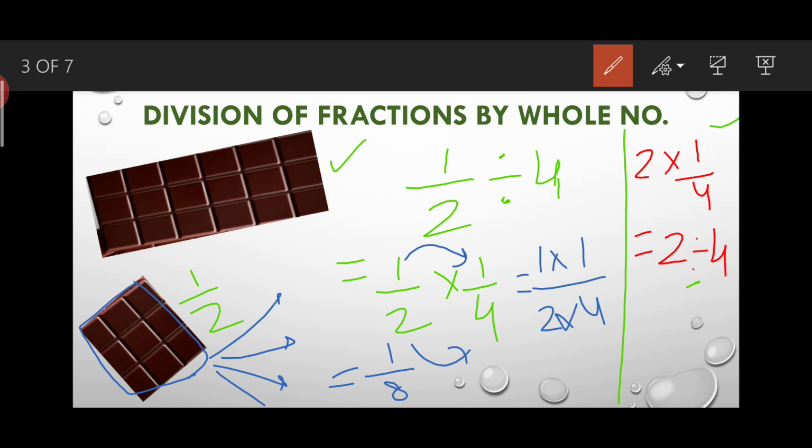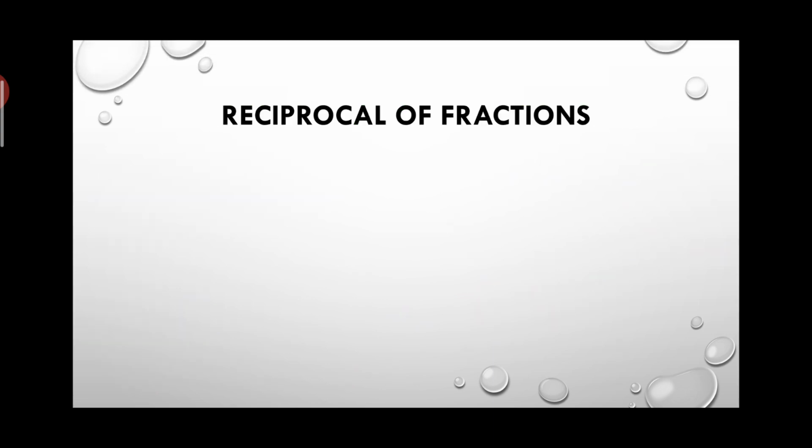Okay, now moving on to the next slide. Firstly, you have to note down the rules of division of fractions by a whole number, then you have to move to the next slide. Now our next topic is reciprocal of fractions. Okay, so this is very important. If you do not know how to find the reciprocal of any number, division will be very tough for you. So let us start.